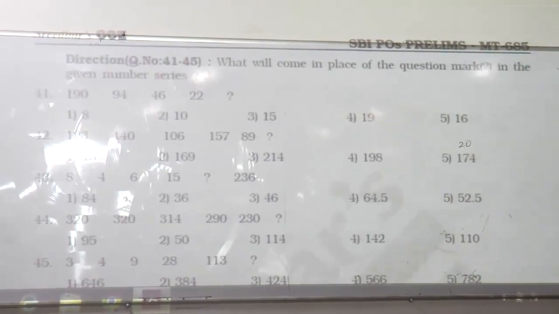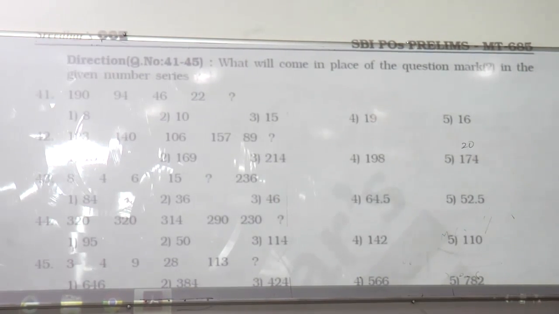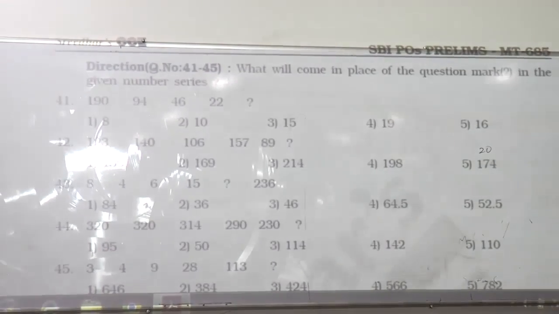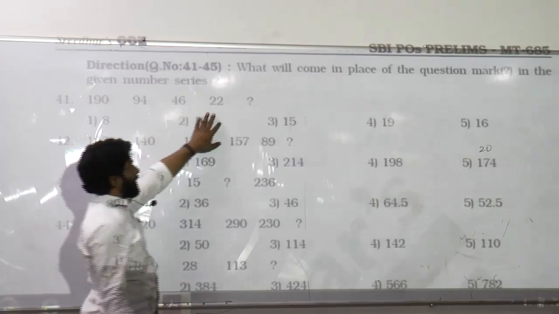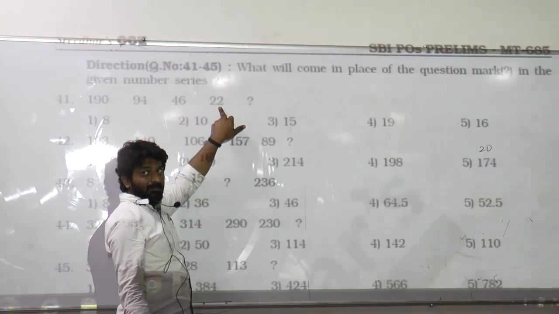(41 to 45). Divided by 2 minus 1. Divided by 2 minus 1. Divided by 2 minus 1. Divided by 2. 11 minus 1. 10.